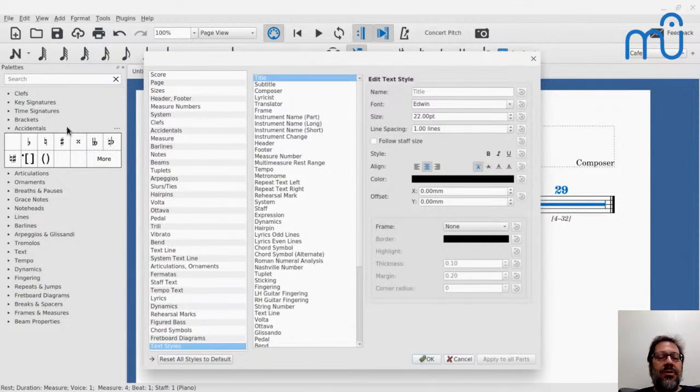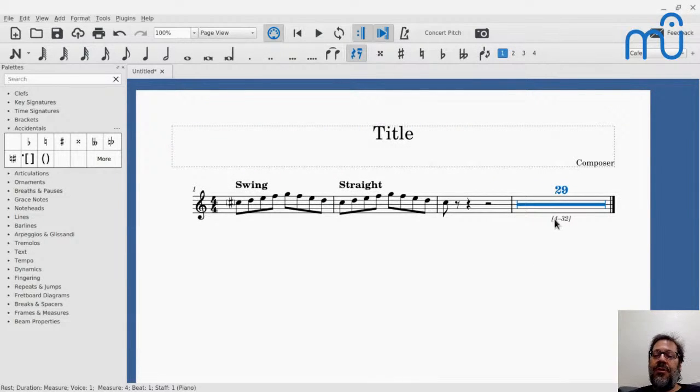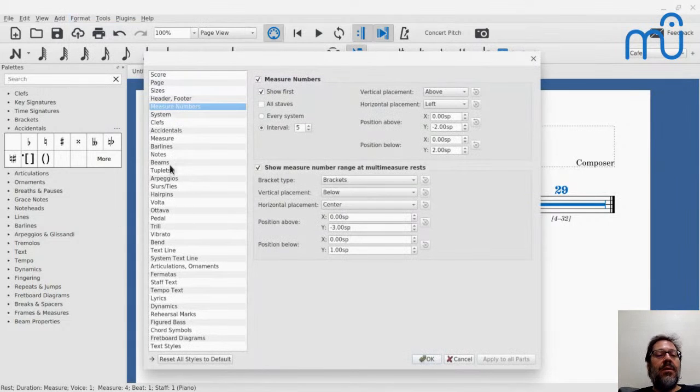You would think that I would know this, but sometimes I just forget things, and things change. That's part of the fun in life. In any case, I guess this is just where the measure ranges are, but this is what's new here. This showing this 4 to 32, so you're knowing which measure numbers are actually in that rest. That's a new feature in 3.6 also. And so that was again in format, style, measure numbers.